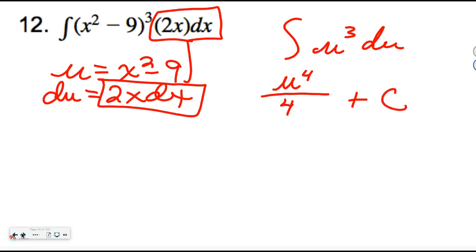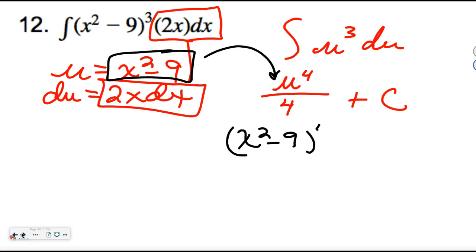But we don't quit here because this problem wasn't about u. What variable was it about? Calculus of a single variable, my answer is going to be in a single variable, but not of u, of x. So what did I say we do at the very end? How am I going to get it back to x? Back substitute. You're going to take your original u choice as the inside function and put it back inside the function. So it becomes (x squared minus 9) to the 4th over 4 plus c.